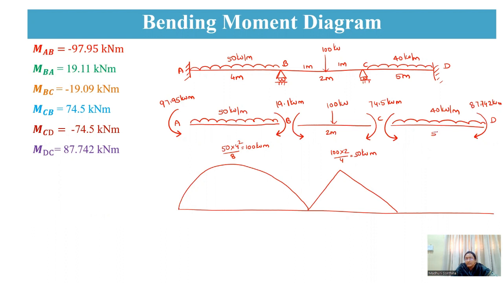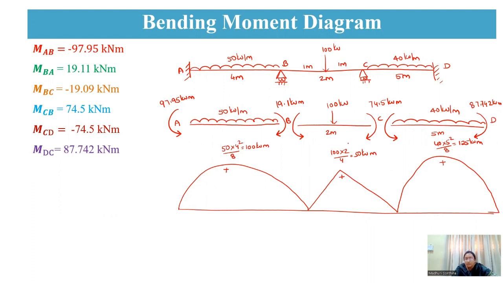Again it is WL square by 8, which is 40 into 5 square by 8, that means 125 kilonewton meter. These all are your simple bending moment diagrams when you are having an external load and the reaction. So this will be the bending moment diagram.